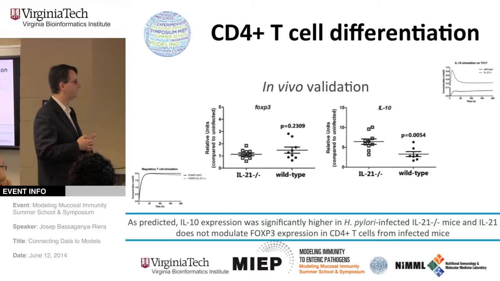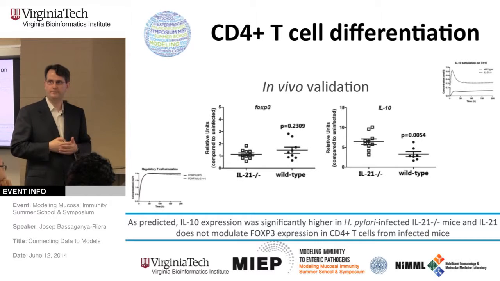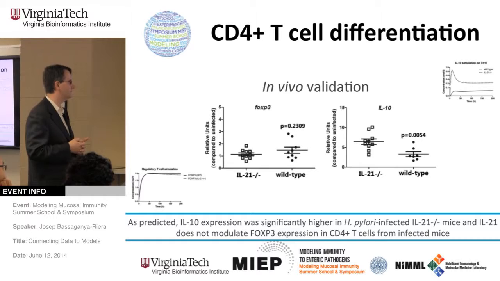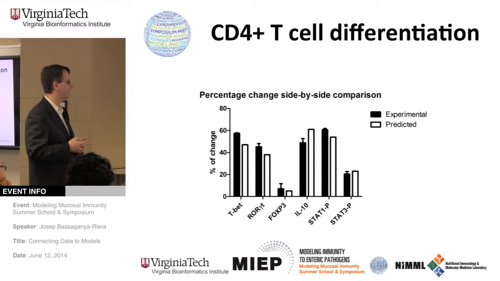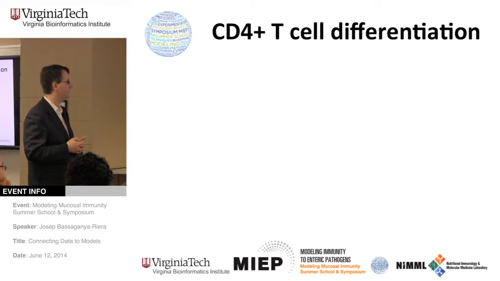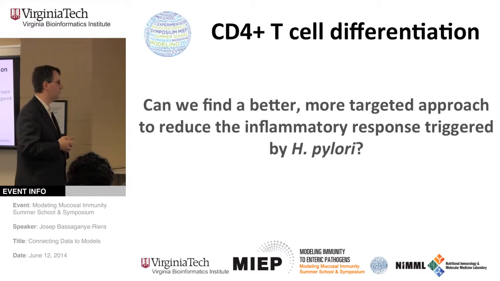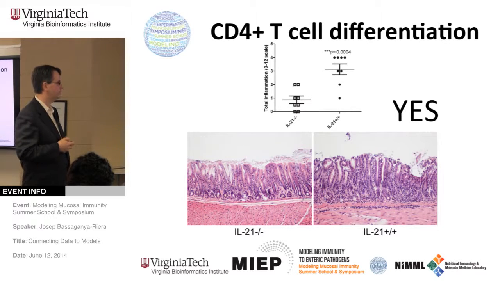So the deficiency of IL-21 in the context of H. pylori infection is inducing a regulatory, an anti-inflammatory cytokine. And this slide shows how close our experimental and predictive data was at the end of the experiment. And the question is, can we find a better, more targeted approach to reduce the inflammatory response triggered by H. pylori? Our data seems to suggest that IL-21 may be part of the story.